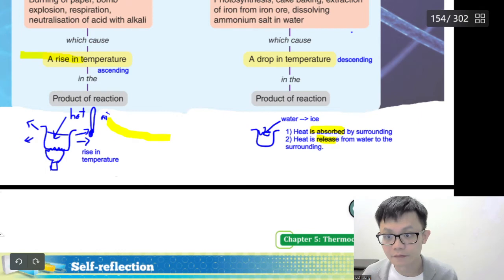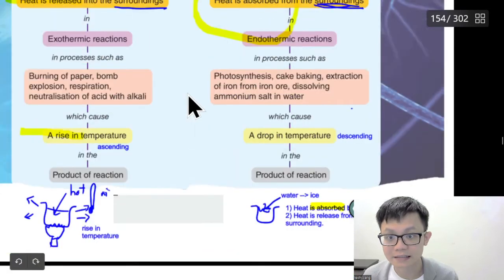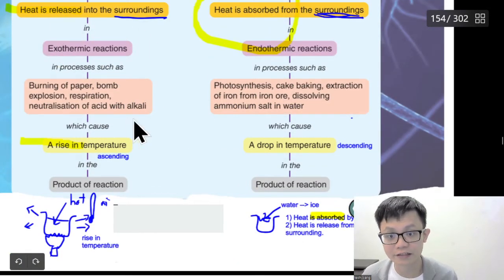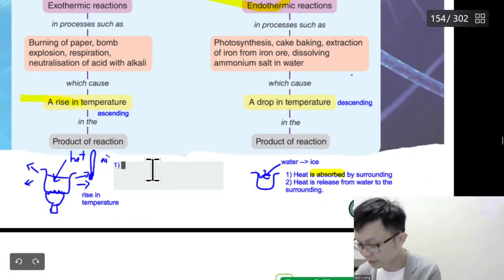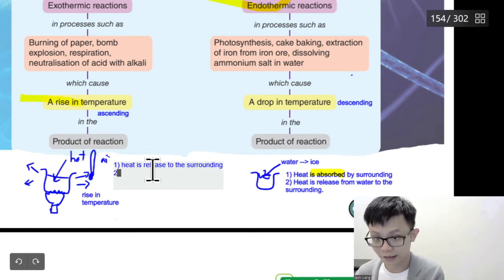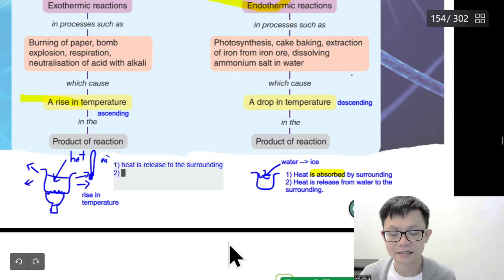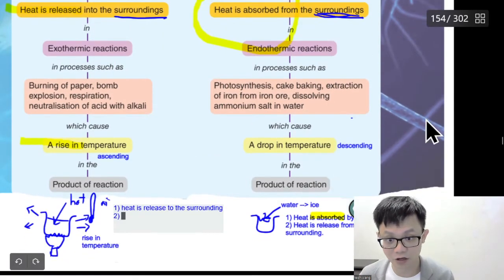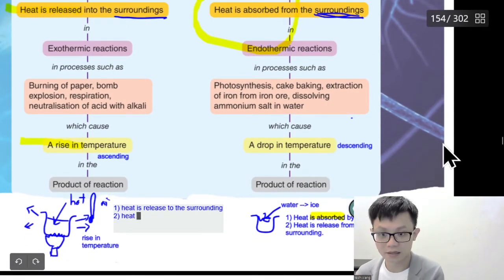Or this one, for example, I can say that, where's my pencil? Wait, my computer is a bit laggy. So we can see here exothermic: heat is released to the surrounding. So I can say that heat is released to the surrounding. Or I can say heat is absorbed.